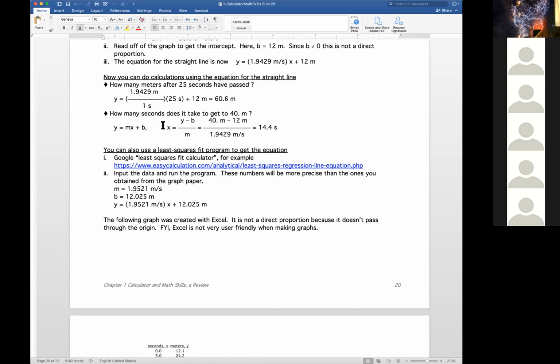Oh, how do I get from here to here? Well, that's just algebra. So you're going to solve for x, right? So you subtract b from both sides. And then you have to get rid of the m away from the x, so you divide both sides by m. Okay. Yeah? So this is just rearranged to get this. And then I just substituted the numbers in. Okay.